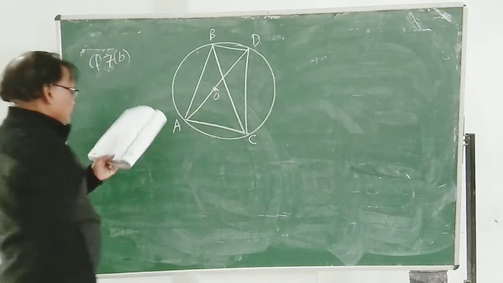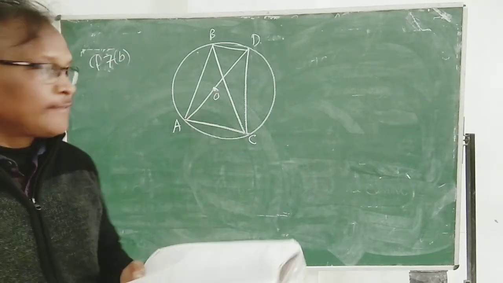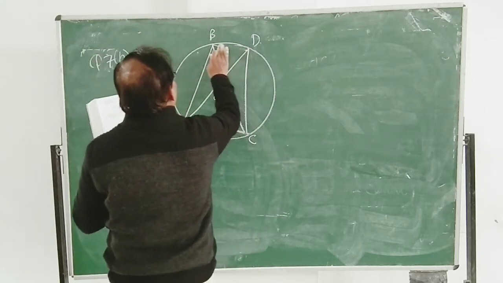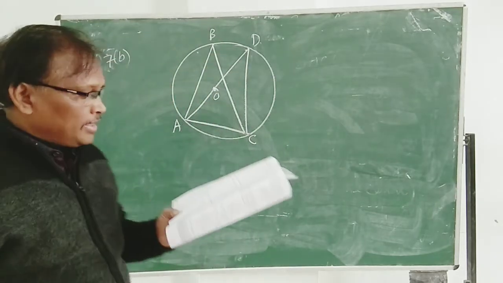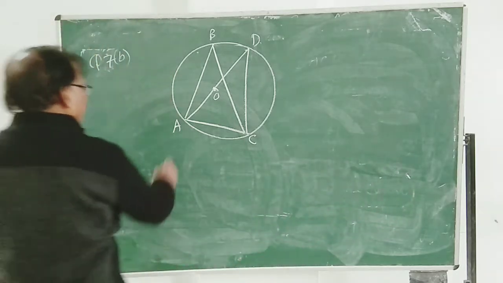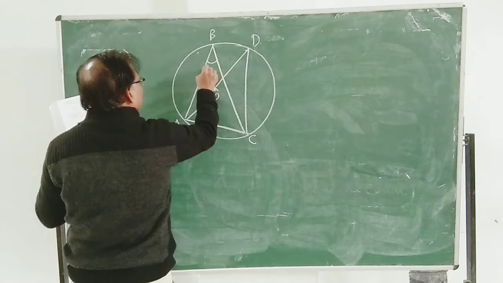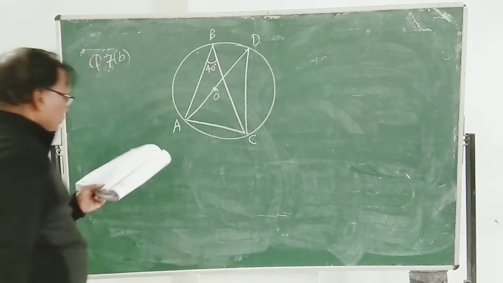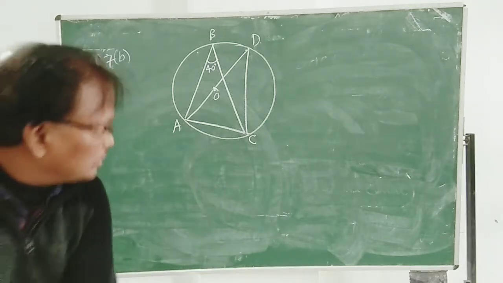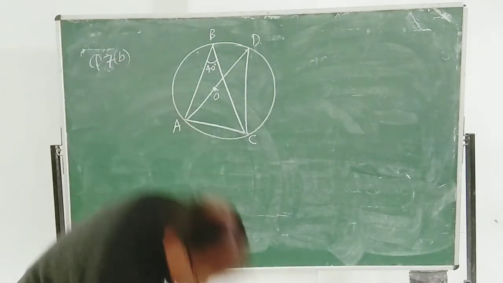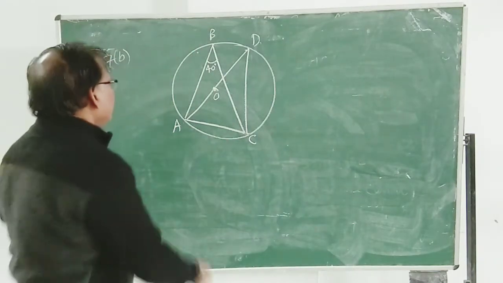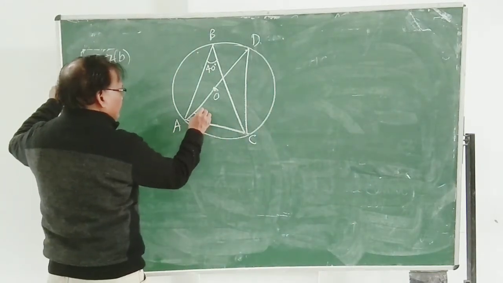This is the center. And ABC is given as 40 degree. ABC, this is 40 degree. And AD is the diameter of the circle. Calculate DAC, this angle.